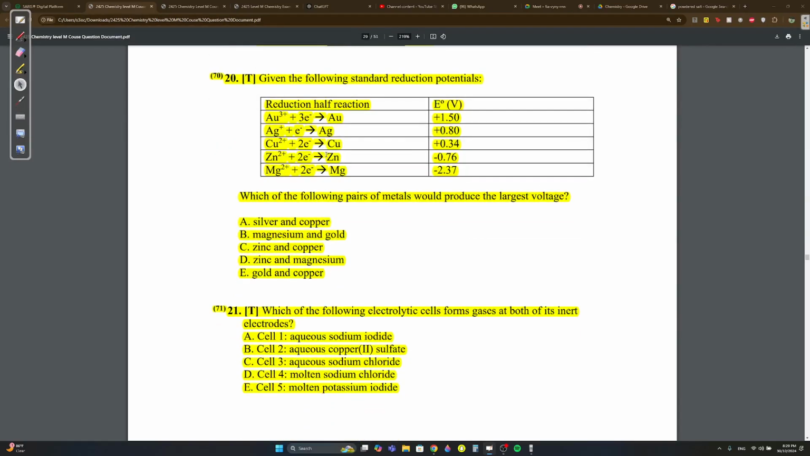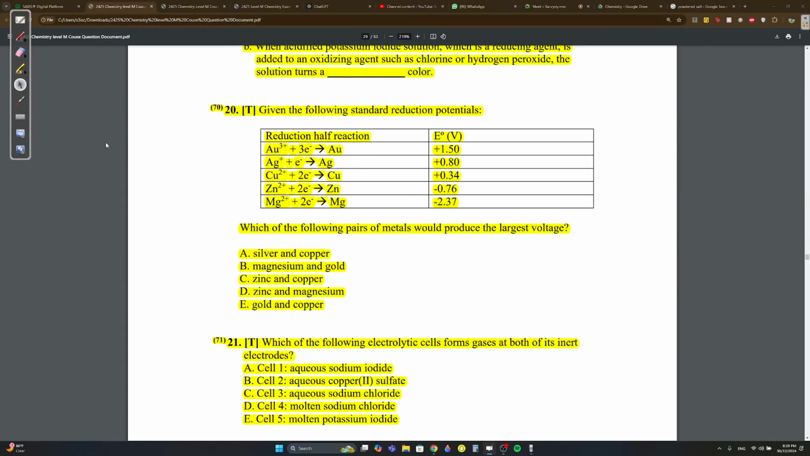20. Given the following standard reduction potentials, which of the following would produce the largest voltage? Always the largest voltage would be the most negative with the most positive. So it would be Au plus Mg, and Au, by the way, is gold, so it's going to be gold and magnesium. So it should be B. Let me just double check. 20, B. The reason for this, why?